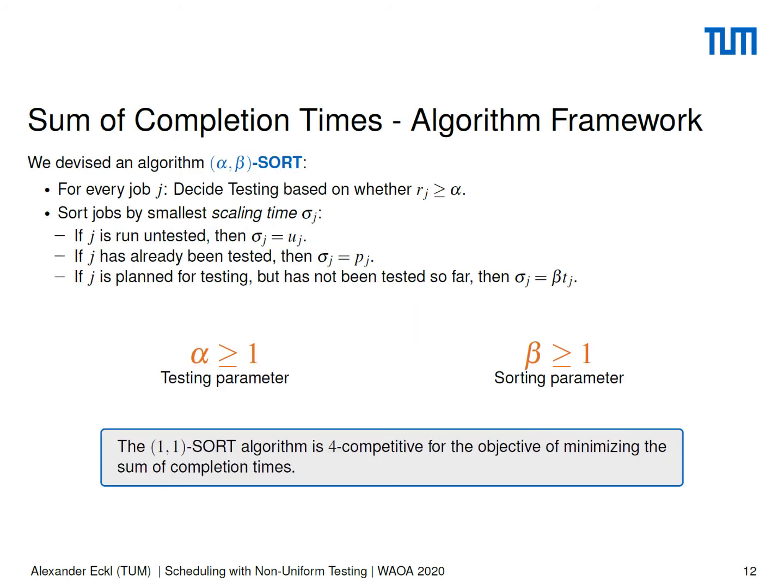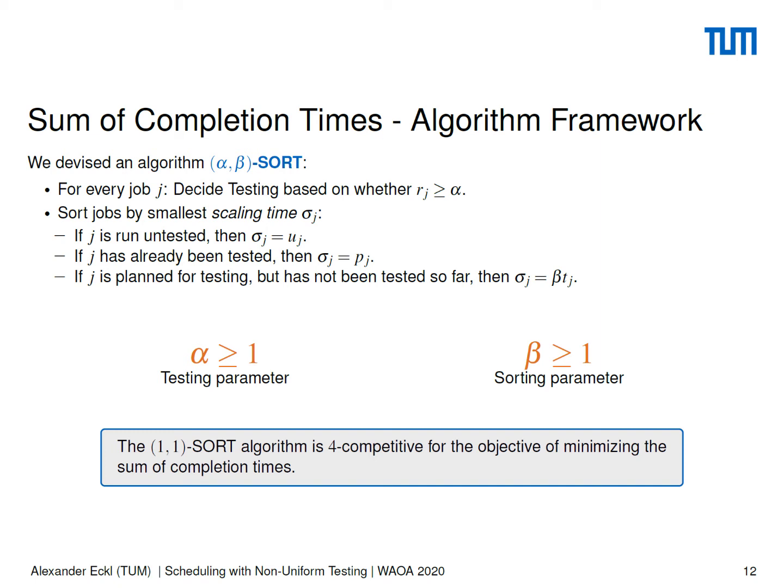Having solved the objective of minimizing the makespan optimally, we now consider the sum of completion times. For this, we have devised the following algorithm framework, which we call alpha-beta sort. Similarly to before, for every job, we decide the testing based on whether the ratio between the upper bound and the testing time is at least as large as some parameter alpha. Then, and this is different from before, we have to sort the jobs. We do this by considering the so-called scaling time, sigma j.